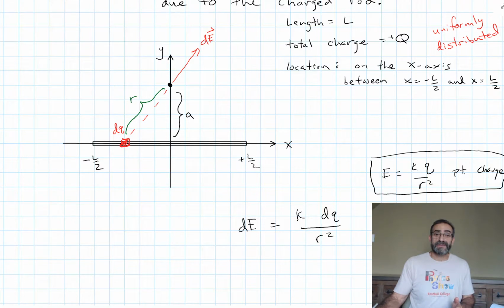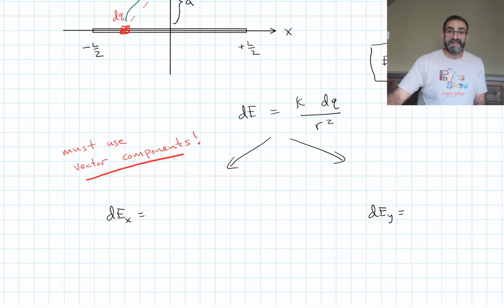So what do we have to do first? Components. Because the electric field is a vector quantity, if we want to add up different electric fields, we can only add them if they're pointing in the same direction. We must use vector components. So we have to break this up into an x component and a y component. Let's take a look at that.